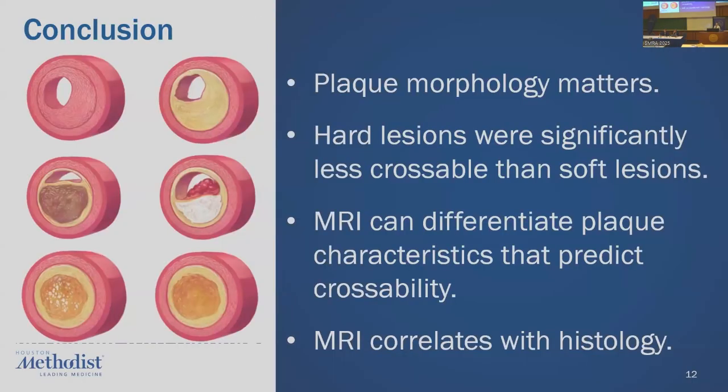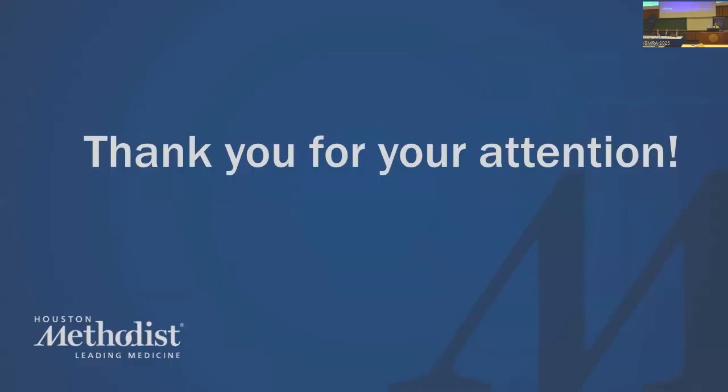The message is simple. Plaque morphology matters. Hard lesions are less likely to be crossable, which places our patients at high risk of interventional failure and vessel wall injury. Our ultra-short echo time MRA can actually differentiate hard and soft plaques from each other. And this information can transform patient care and actually improve the outcomes of peripheral vascular interventions. Thank you so much again for your attention.